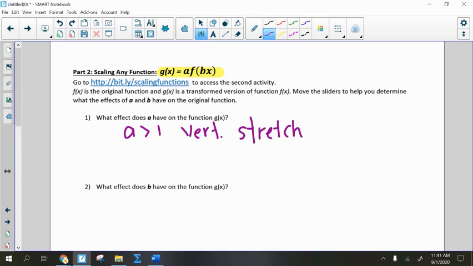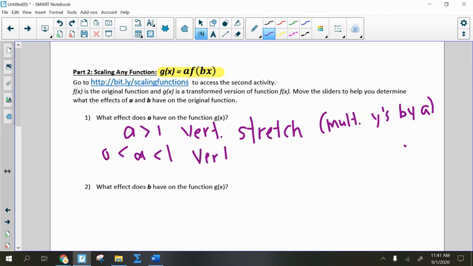Okay, that really just means that the y's are getting bigger. So you are going to multiply the y's by A. And if A is between 0 and 1, now we would call this a vertical compression, or a shrink. It depends on what your teacher called it last year, I don't care. You're still going to multiply the y's by A. It's just going to be a fraction that you're multiplying by, that's all.